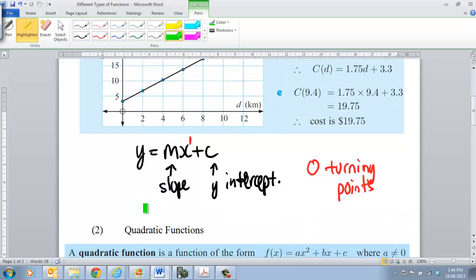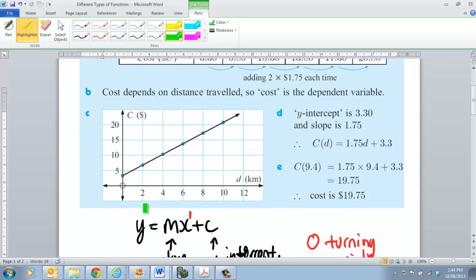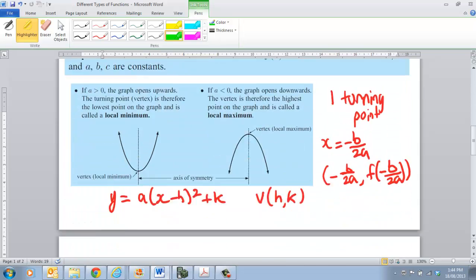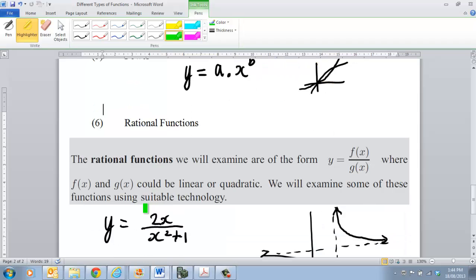We will work systematically through these types of functions. So we're going to start from our linear functions, get onto our quadratics, look at some polynomials, and then we'll spend some time looking at some rational functions.